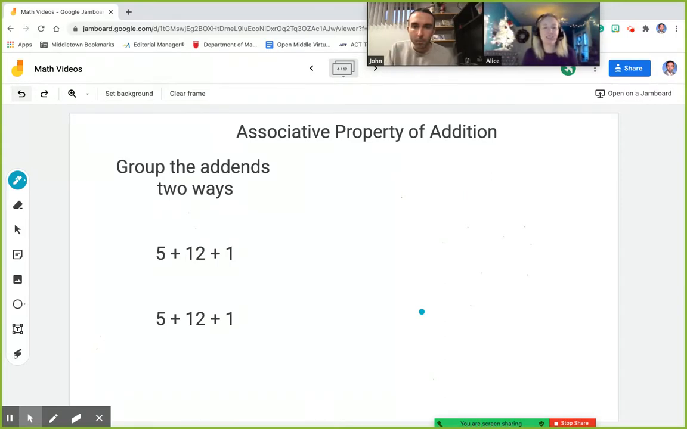So, John, today we're discussing the associative property of addition. And when I was growing up, I learned this, I want to say in middle school, but my understanding is they're introducing it earlier now in the curriculum, maybe around third grade. Is that right? That's correct. Students learn the associative property as early as third or fourth grade.